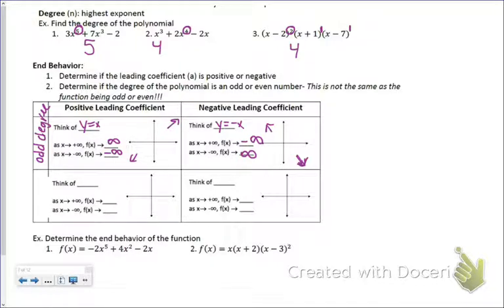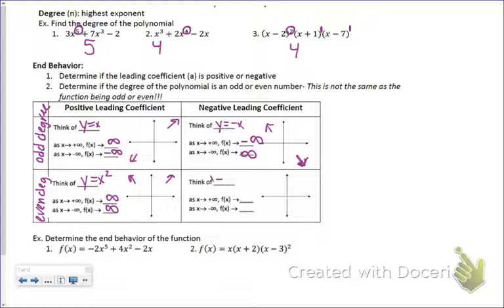So if it's not an odd degree, it could be an even degree. So the easiest way to figure this out is to, again, think of a basic parent function that you know that has an even degree and a positive leading coefficient. The easiest one's y equals x squared. We all know what y equals x squared looks like. My ends are going up. So as x approaches infinity, y is approaching infinity, and as x approaches negative infinity, y is also approaching infinity. So even degrees are going to go in the same direction.